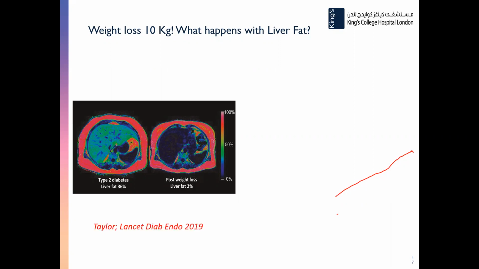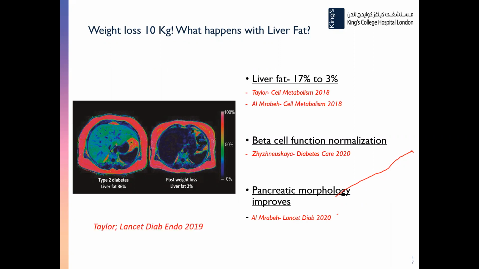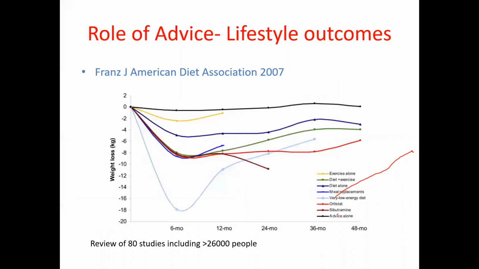But importantly, which is extremely relevant, when the liver fat goes from 17 to 3%, as with this gentleman, his beta cell function from the pancreas normalizes, and his pancreatic morphology appears. It's not just the liver that improves. Going back to the same thing, the 25-year-old, when he had fat in the liver, he had already started affecting the organs. So that's just worth bearing in mind.